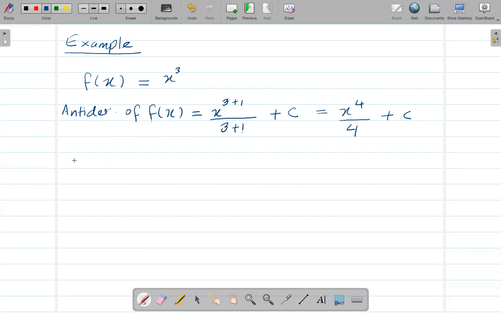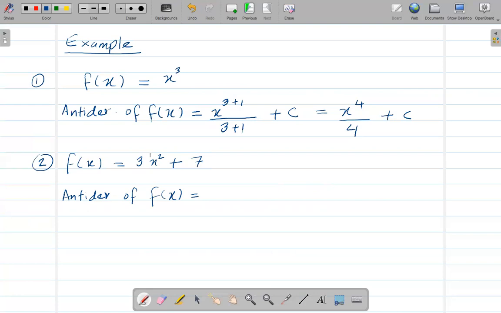Okay, this is rule number 1, or this is example number 1. Let's say f of x is equal to 3x squared plus 7, something like this. So in this case, if you're finding again the antiderivative of f of x, then okay, here now we have this plus, right?